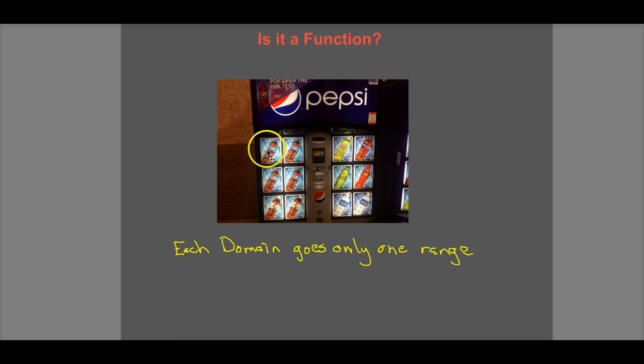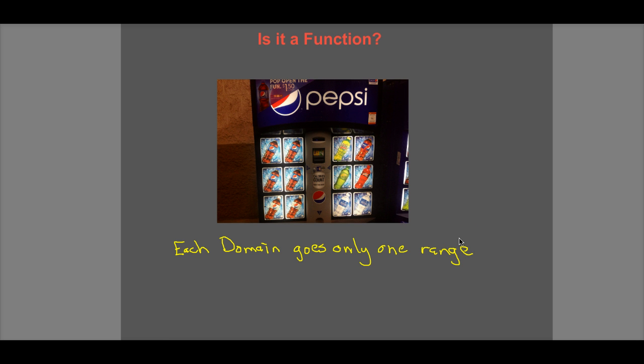If I press this button on this Pepsi machine, I better get Pepsi. If I press this button and all of a sudden this Mountain Dew Code Red comes out, I may be happy with the Mountain Dew Code Red, but the machine is broken. It's no longer a functional machine because I pressed the button and ended up getting something I wasn't expecting. So each X value, each domain, should have one range that it goes to and not two.